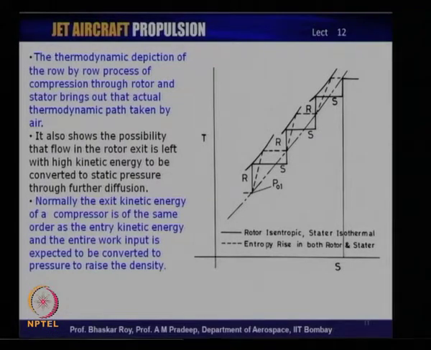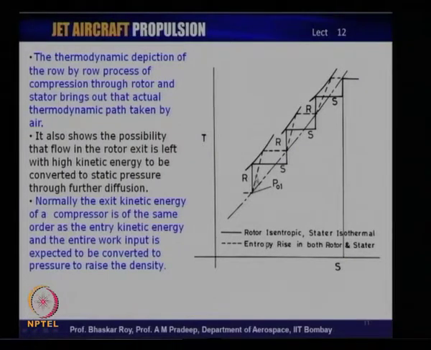What of course happens is that the exit kinetic energy of the compressor is often of the same order as the inlet kinetic energy, as a result of which it is expected that the entire work that is supplied would be converted to pressure. As a result, what is often done is, through these steps an average line is drawn, and that average line is what we see in our cycle diagram representing the entire compression process.